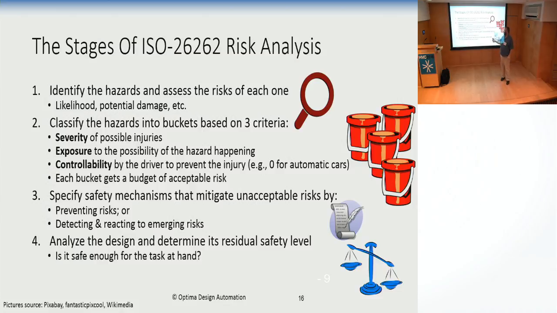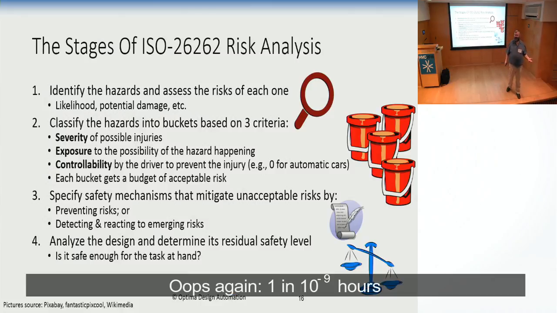So for example, as I mentioned before, if it has high severity, high exposure, high controllability, then I would want something in the order of 1 in 10 to the minus 9 per second, something that should almost never happen. If it's something that is less severe, I don't care if it is a higher risk.